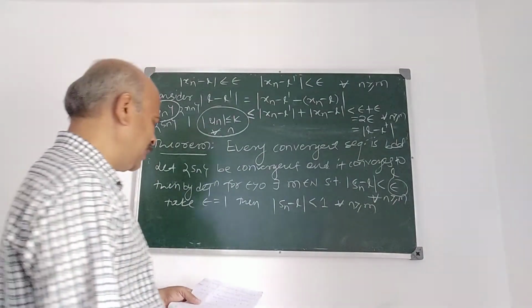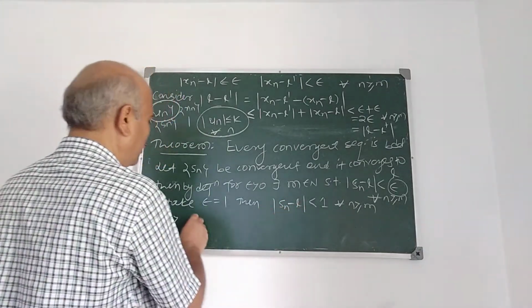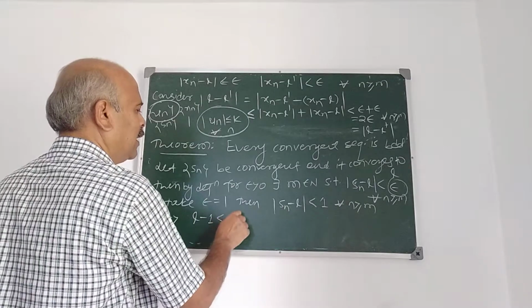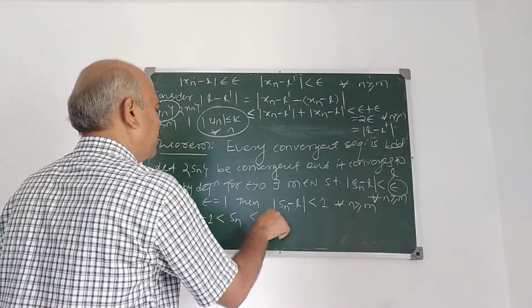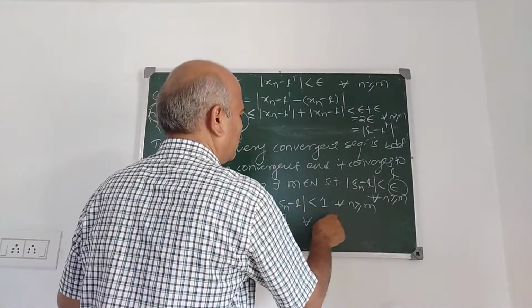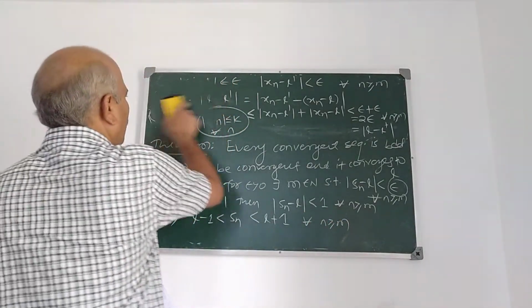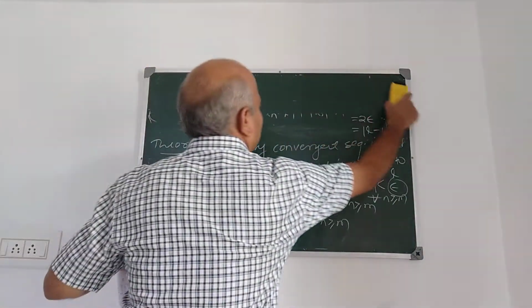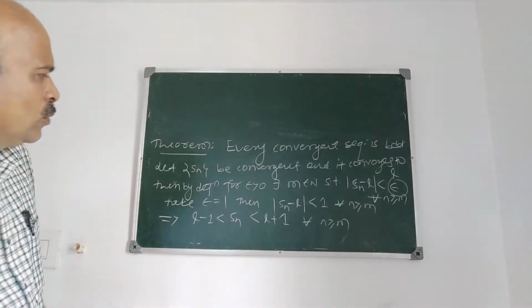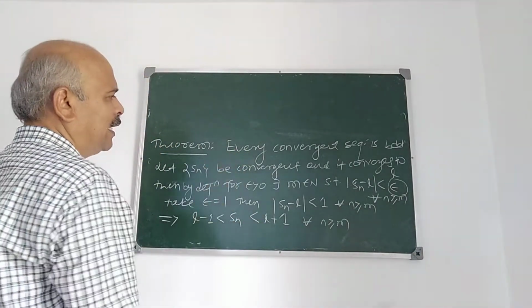Now what does this imply? You have studied inequality of absolute values. This implies L minus 1 is less than Sn less than L plus 1 for all n greater than or equal to M. What you have to prove? You have to prove that the sequence is bounded. And also you know that to prove that a sequence is bounded, you have to prove that mod Sn is less than k.